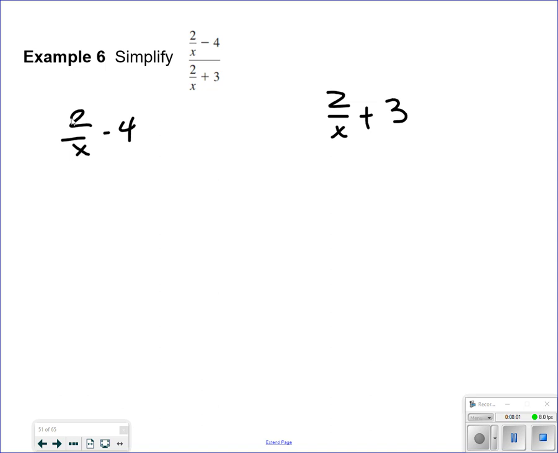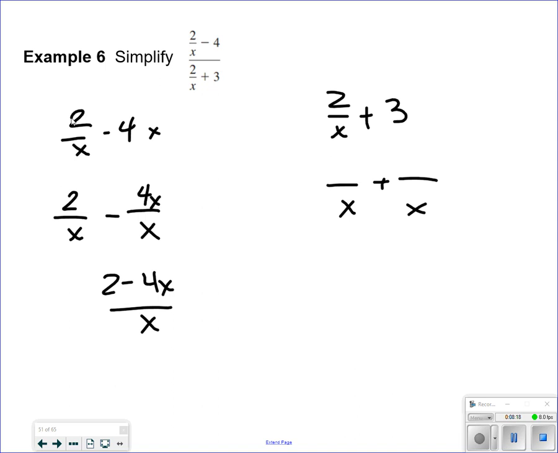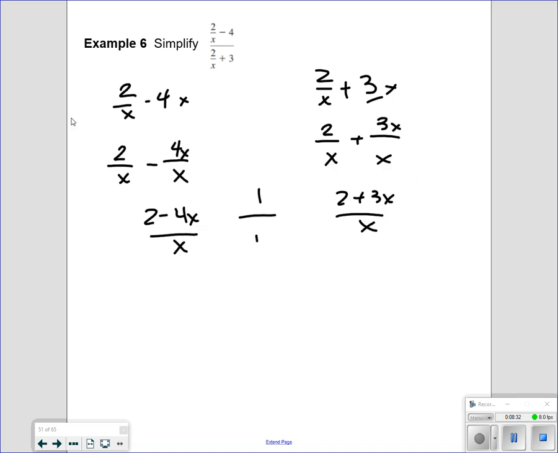Okay. What is the common denominator? Common denominator is x. So I need to multiply this one by an x. And so the top, as one fraction, would be 2 minus 4x over x. Second one, x is the common denominator. That means I need to multiply this one by an x. And so now I get 2 plus 3x over x. Remember, this was top being divided by bottom. So if it's the top divided by the bottom, then I'm going to take the top, multiply by the reciprocal.